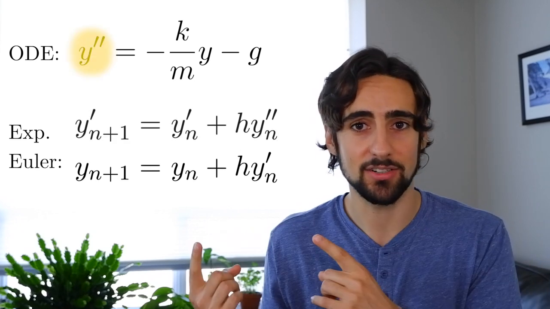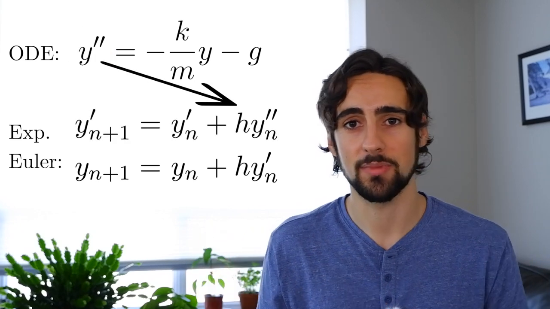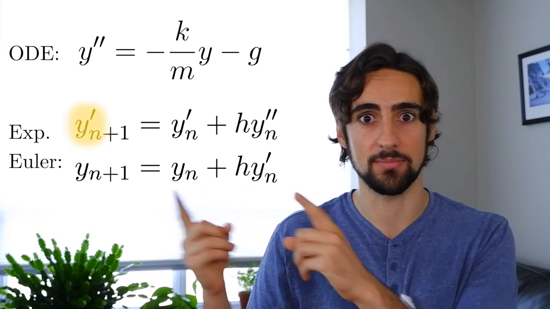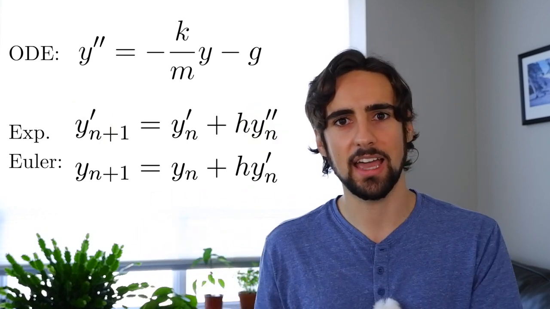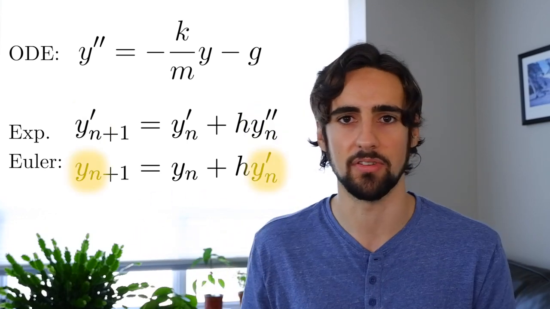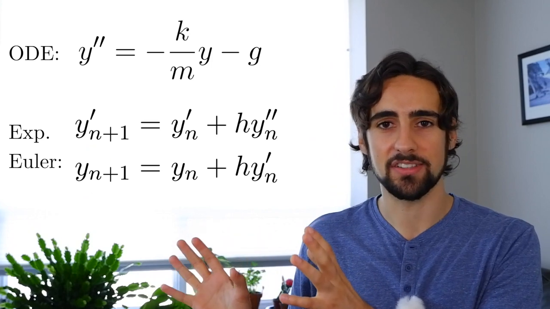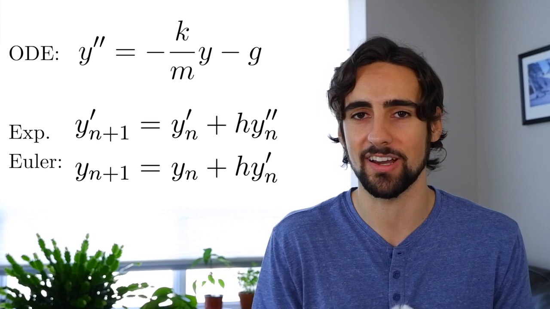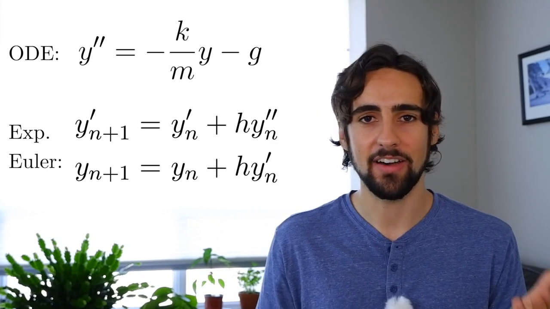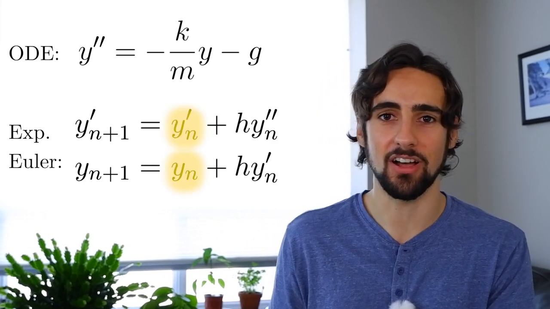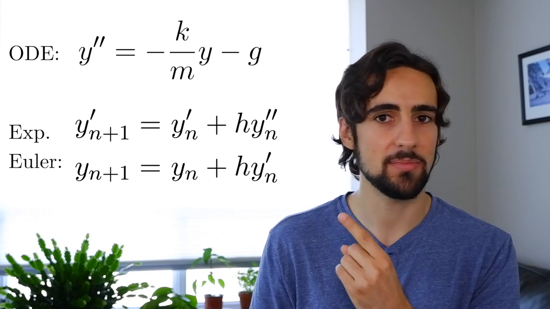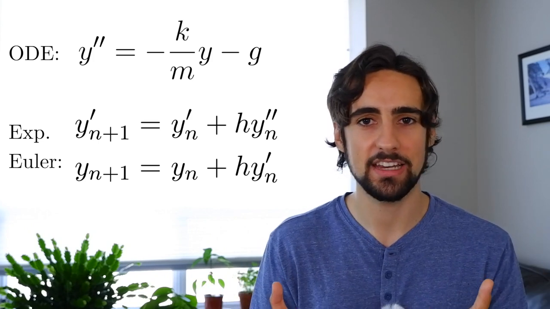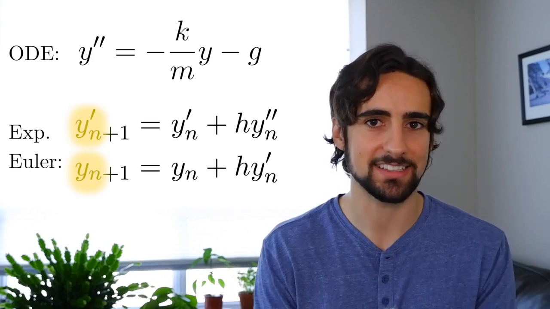We do know the second derivative. So we can apply Euler's method once to get the first derivative from the second derivative, and then apply it again to get the position from the first derivative. These three equations, therefore, are all I need to approximately solve for the position of the spring at any time. If I have an initial position and an initial velocity, I just plug them into my ODE and immediately get an expression for the position and velocity at the next time step.